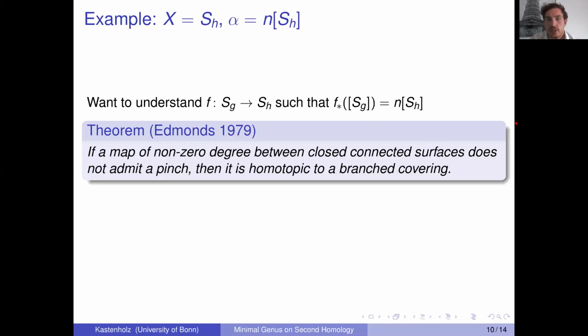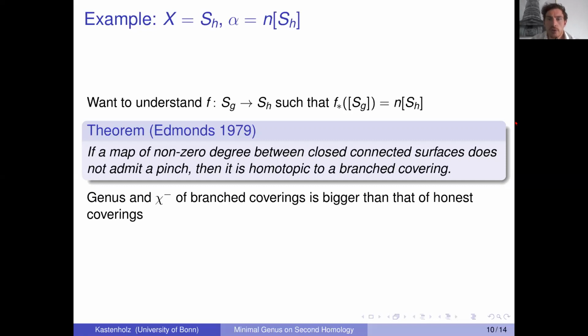So as we see, if a map admits a pinch, then it somehow factorizes through a map from an easier to understand surface, which has smaller genus and smaller chi minus. This basically leaves us with branch coverings in order to understand the attainable set of the multiple of the fundamental class. And a very quick analysis of how the genus and chi minus behave under branch coverings shows that honest coverings are, from the perspective of the attainable set, way better than branch coverings.